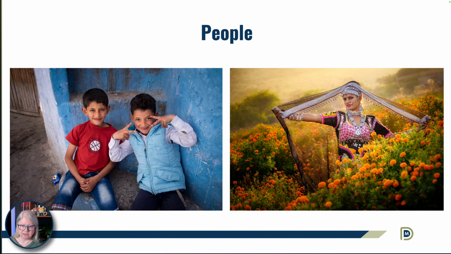Okay, so side light on the boys, light from the left-hand side. And where's the light on the lady in the marigold field in India? Okay, definitely backlight. The light is behind her, coming through her veil, lighting up the veil. In that case, I have used a reflector on her face to bounce a little bit more light back in. And I've also brightened her up in post-processing, okay?